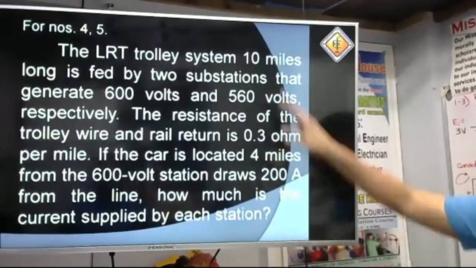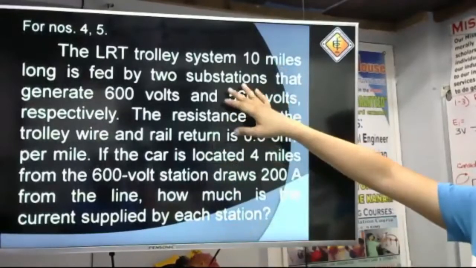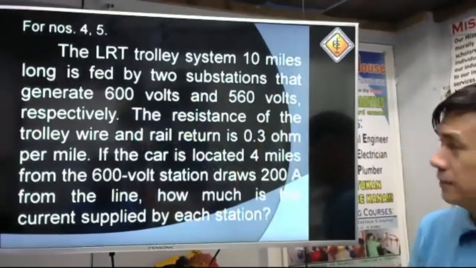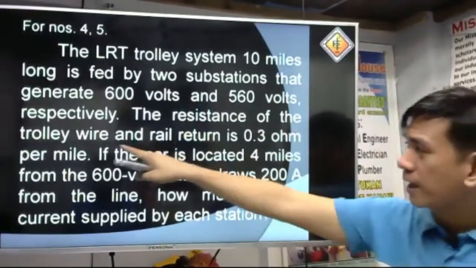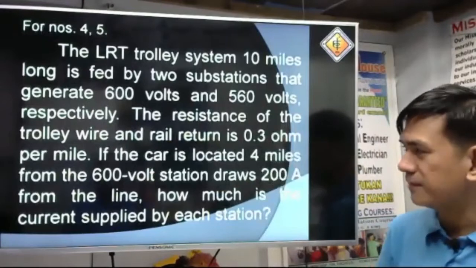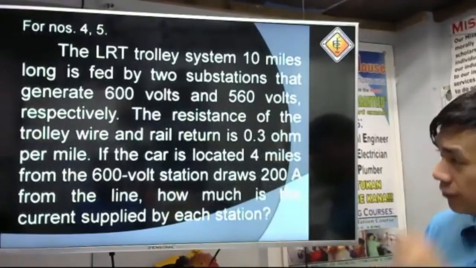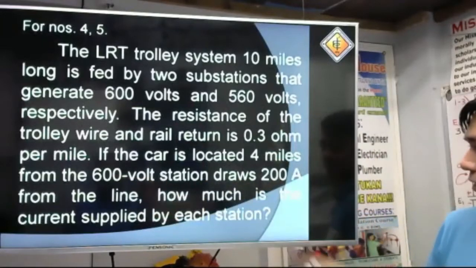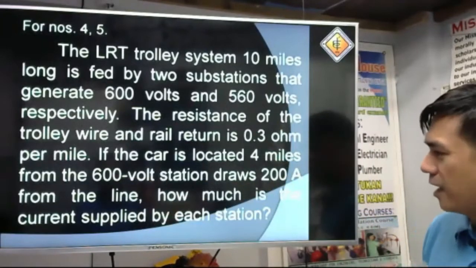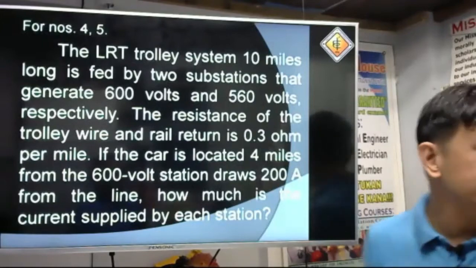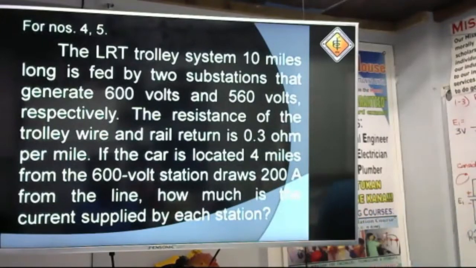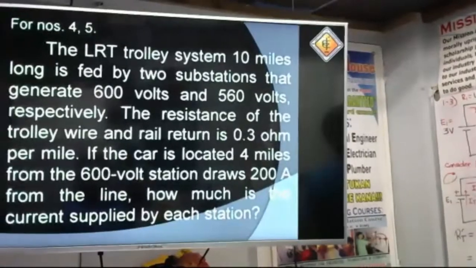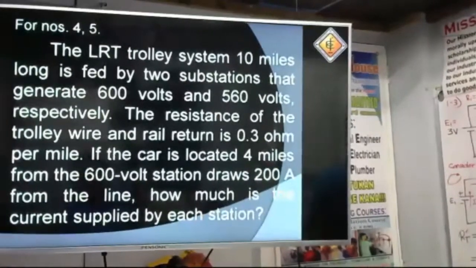LRT trolley system, 10 miles long, is fed by two substations that generate 600 volts and 560 volts respectively. The resistance of trolley wire and rail return is 0.3 ohms per mile. If the car is located 4 miles from the 600 volts station, it draws 200 amperes from the line. How much is the current supplied by each station? Okay. So this is for numbers 4 and 5. We have two unknowns.